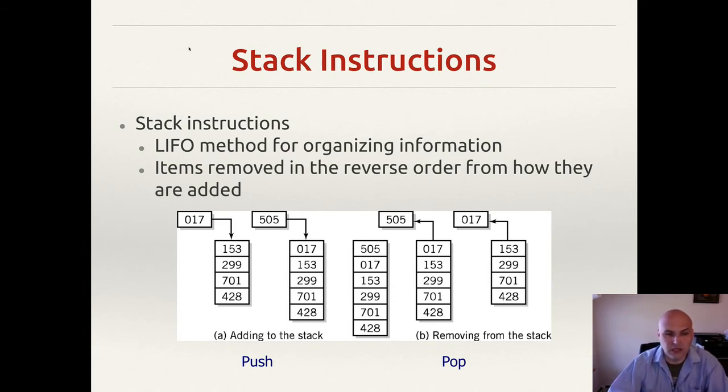So in this example here, if we had these numbers on the stack, the 153, 299, 701, and 428, and we push the 17 on, and then we push a 505 on, we end up with this data stack here. And then if we pop, we end up getting the 505 off first and then the 17, right? And if we popped again, we get the 153, and then again we get the 299, and et cetera. And if we push something new on over here, then it would go on top of whatever was last in the stack.